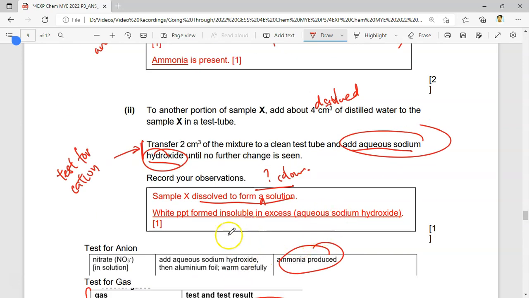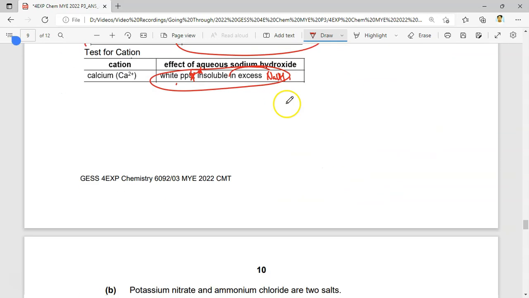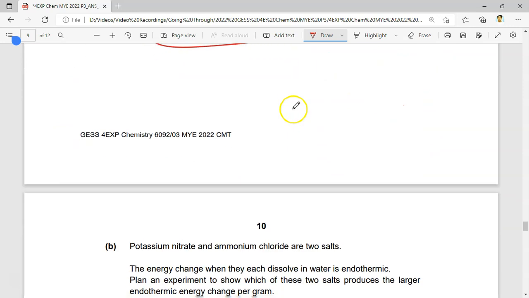Take note, whenever you're doing QA, your data booklet is your best friend. It will tell you what exactly you can write. But just take note, ammonia produced is not an observation, it's actually a conclusion. Not observation. You cannot see ammonia. What you can see is that the damp red litmus will turn blue. Ammonia produced is actually a conclusion. So just take note. So this is for the 3 mark QA.